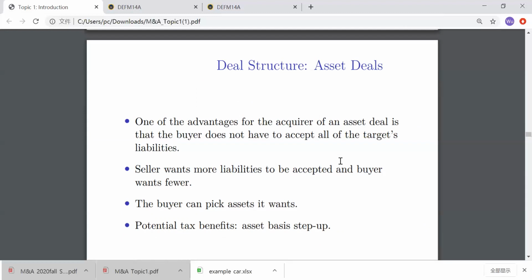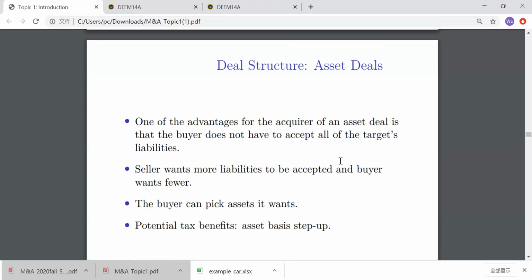The major difference is that in an asset deal, the buyer doesn't have to accept the target's liability, doesn't have to accept all the target liability. So now you can see there's a divergence in the preferences between buyer and seller. It is good news for the buyer, because if you buy something, you don't want to take care of the liability. If you take care of the liability, that means you have to pay off the debt. That would be the burden on you.